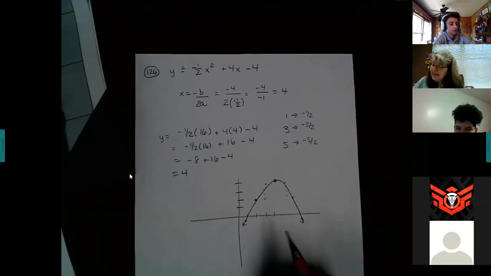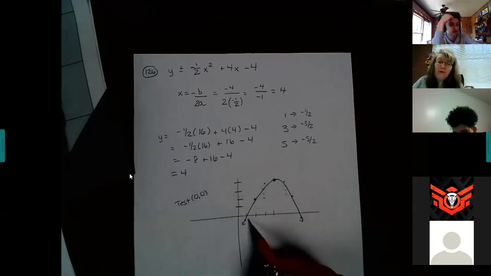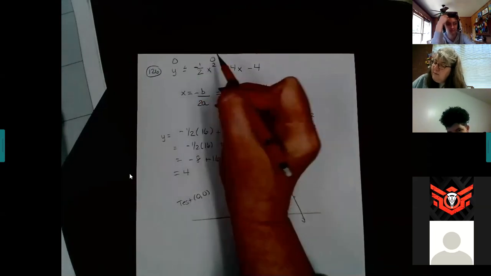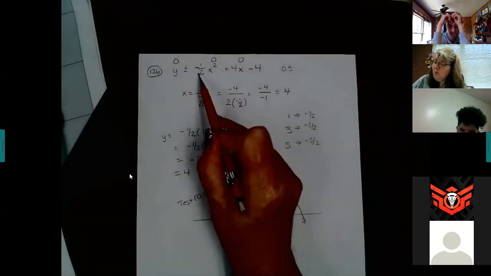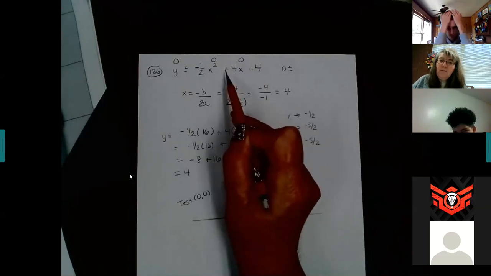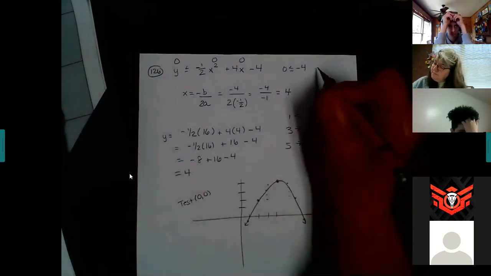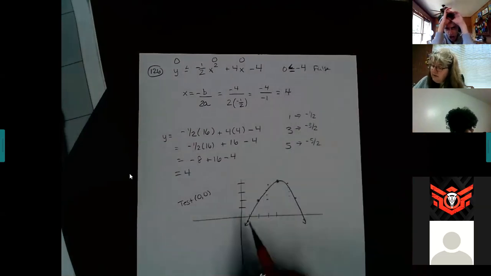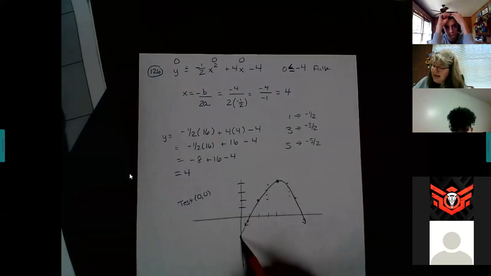All right, now I test 0, 0. I can always test 0, 0 unless the parabola goes through 0, 0. So come back up here to the original, and everywhere there's a y, put a 0, and everywhere there's an x, put a 0. So 0 is less than -1/2 times 0, that's 0, plus 4 times 0, that's 0, 0 plus 0 minus 4. 0 is less than -4, true or false? False. So 0, 0 is false, so I can't shade 0, 0. So 0, 0 is outside the parabola.